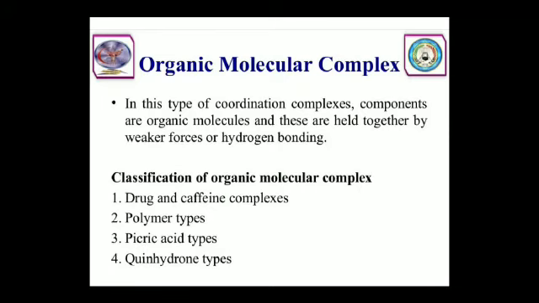Organic molecular complexes. In this type of coordinated complexes, the components are organic molecules held together by weaker forces like van der Waals forces, dispersion forces, dipole and induced dipole interactions, and hydrogen bonding. These forces are weak in nature. Organic molecular complexes are classified into four types: drug and caffeine complexes, polymer types, picric acid types, and quinhydrone types.